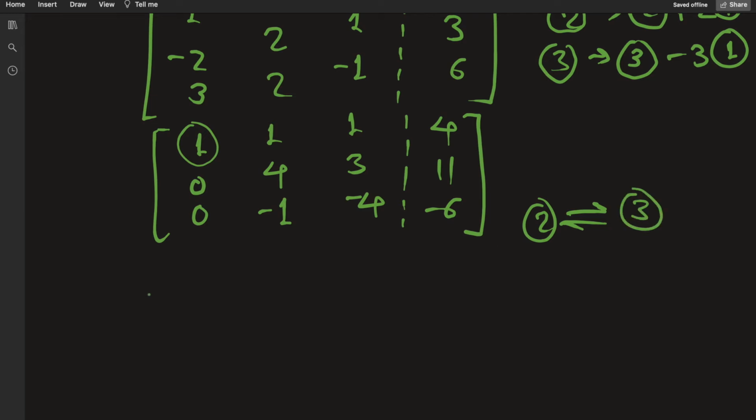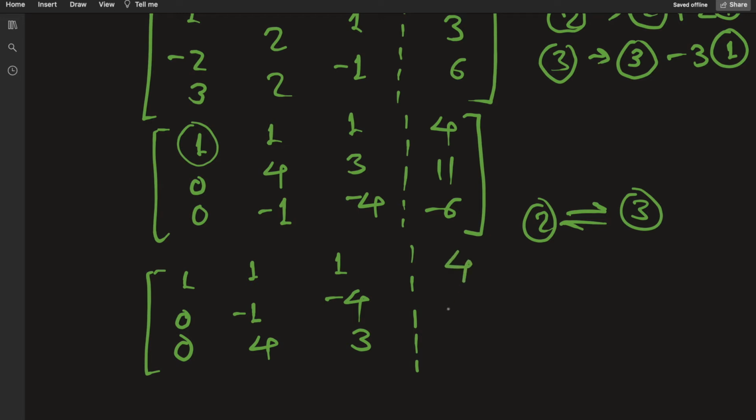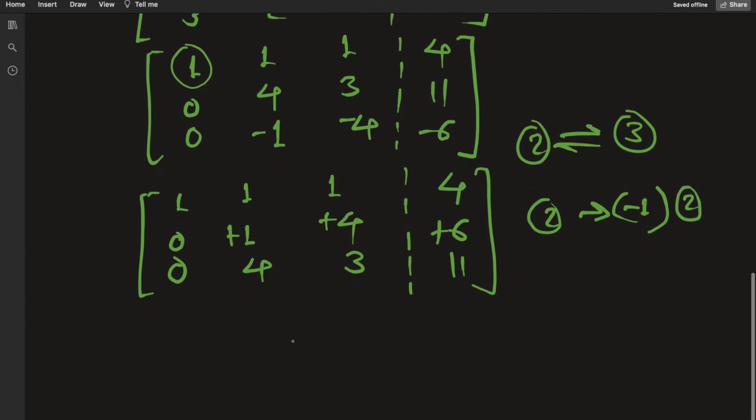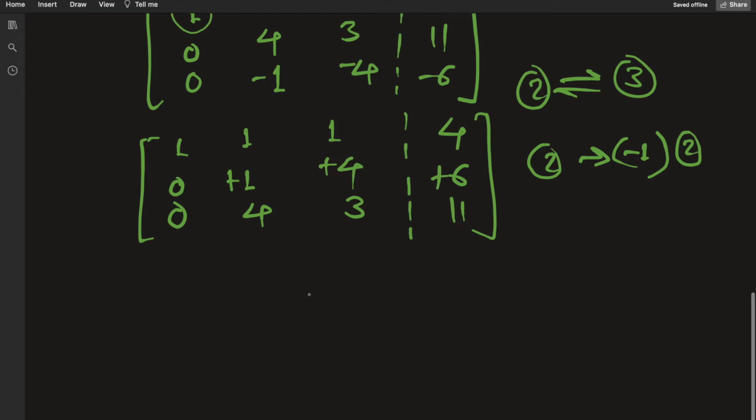So exchange 2 and 3: 1 0 0 1, negative 1 4, 1 negative 1 3, 4 negative 6 11. Now what I can do is multiply row 2 throughout by negative 1, so that will make this positive, positive and positive. Fine, we're done with placing the pivot.